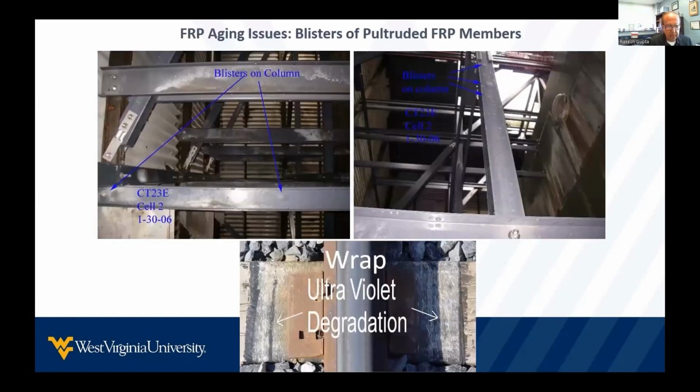There can be some visible signs of deterioration of a composite, and you can see that on this slide. There can be blisters or there could be discoloration. And you can see blisters in the column, and you can see the degradation and discoloration on the wrap at the bottom of the slide.